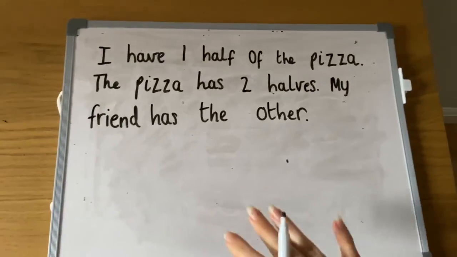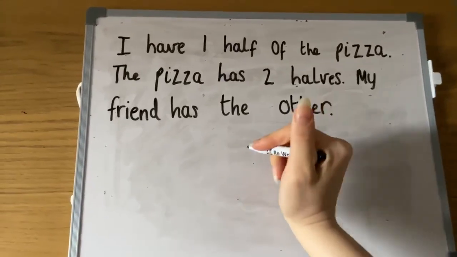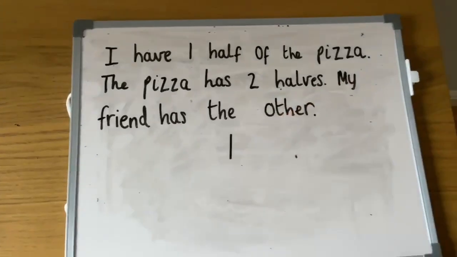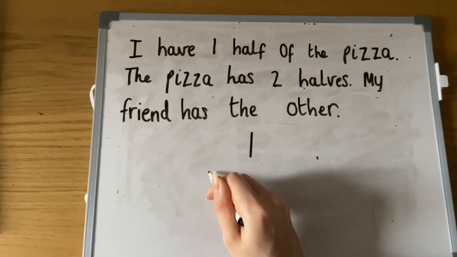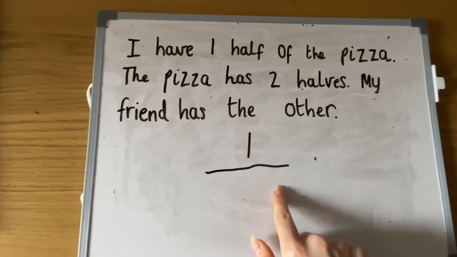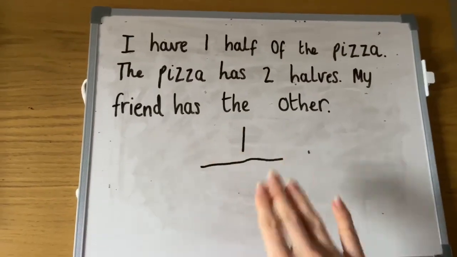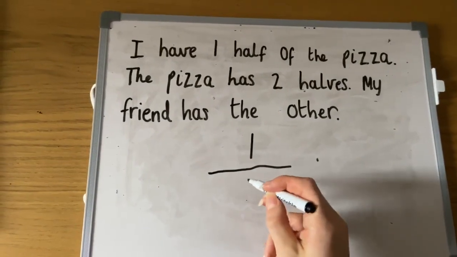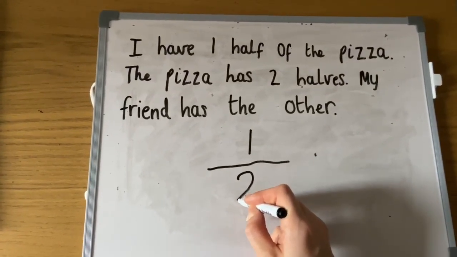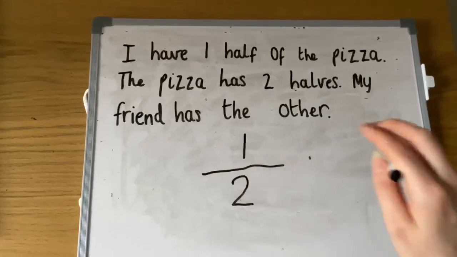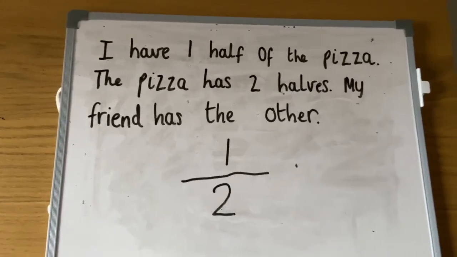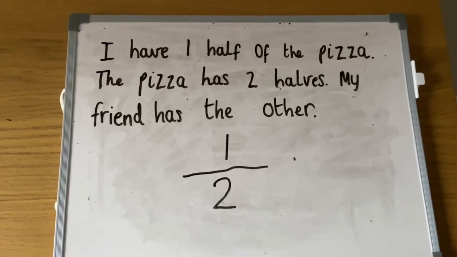So for this example, the example of our pizza, I would say I have had one part of the pizza. This line separates what I've had and what was available that I might have had. So in our example, there were two bits of pizza. So I had one piece of a possible two pieces. And this fraction is known as one half.